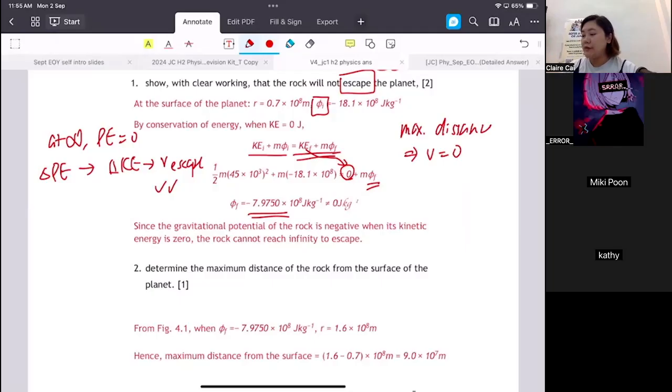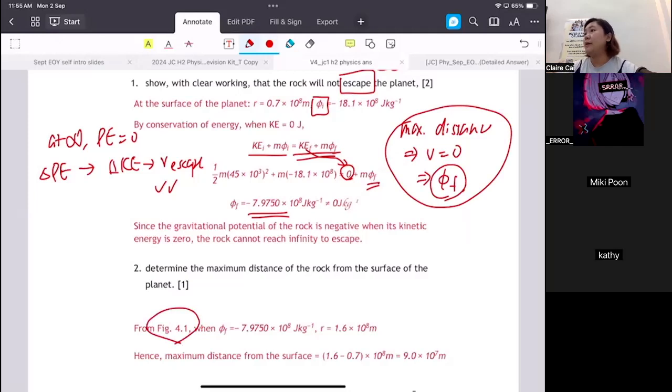Then we can calculate the potential, and compare this potential to see whether it's equal to 0 or not. That's why it's actually linked to the second part. So this method is actually better. Then I can find the final potential, and then use the graph, your figure 4.1, to find the maximum distance.